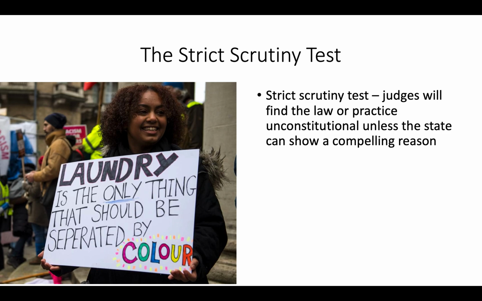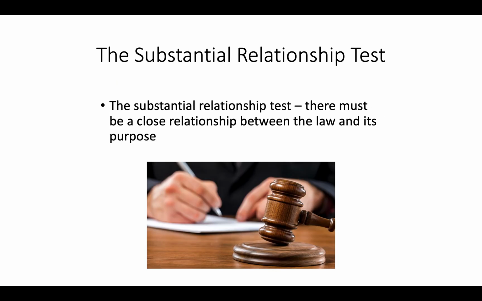So that kind of gives you an idea of the strict scrutiny test. That ordinance was unconstitutional because it could not be said that it was not going against someone's religion. Okay, and then substantial relationship, we did talk about that.